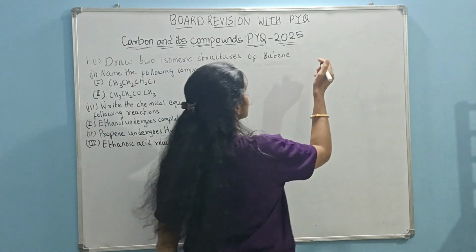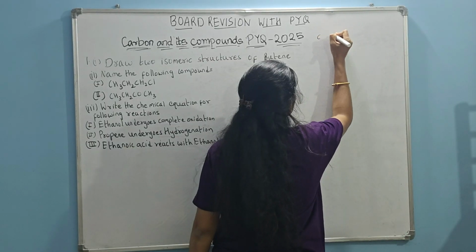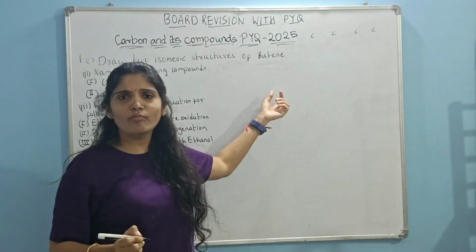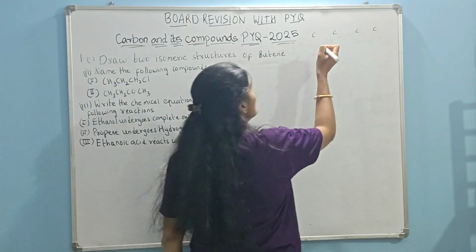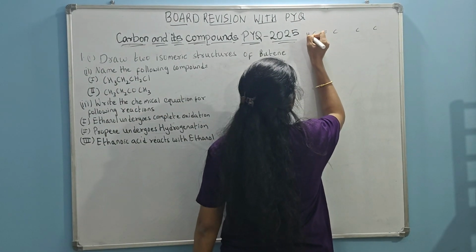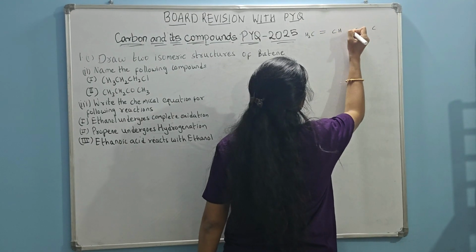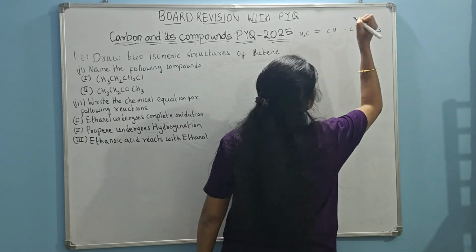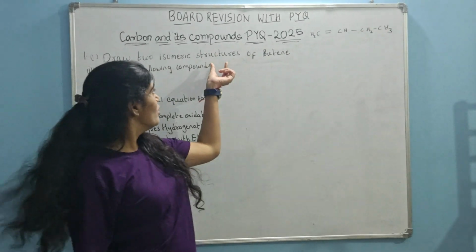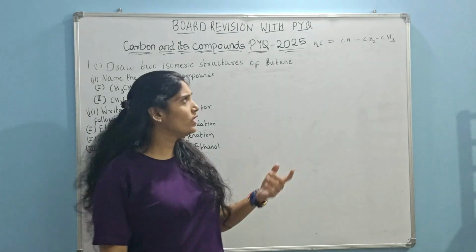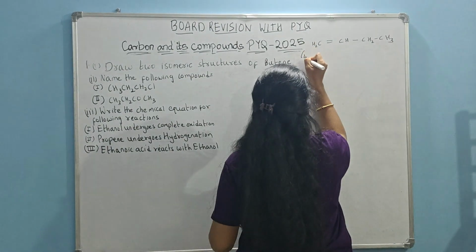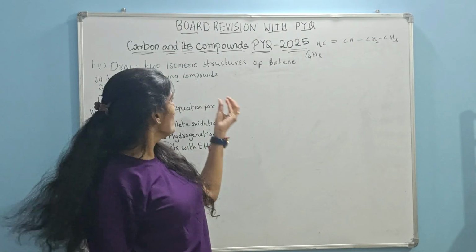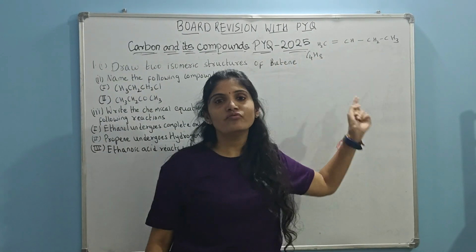As the name suggests, butene has 1, 2, 3, 4 carbon atoms. There is no specification of any number here, so I'll take the double bond at the first carbon. So this is my butene. Now, you know butene is C4H8, and I have arranged the atoms in this way. Now, he is asking to write two isomeric structures of this butene.